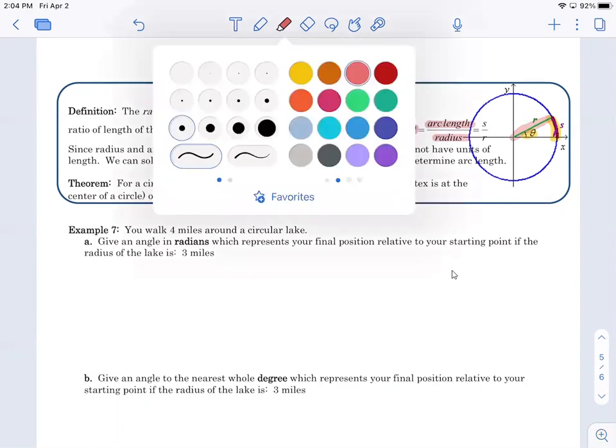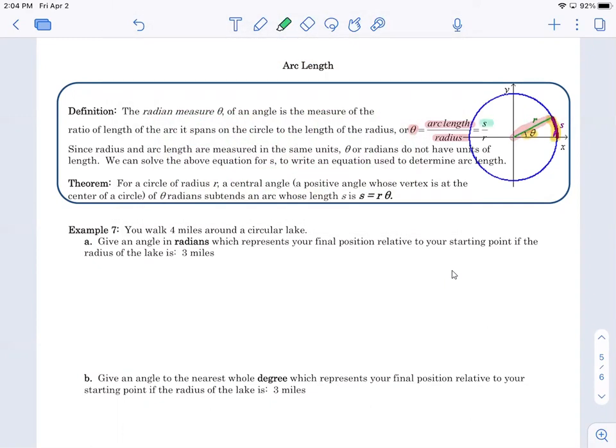Now, we use shorthand S for arc length and R for radius. So don't get confused, that R is not radian, all right? Remember, we don't use a unit for radian. You could write rad, but also your theta is your radian.